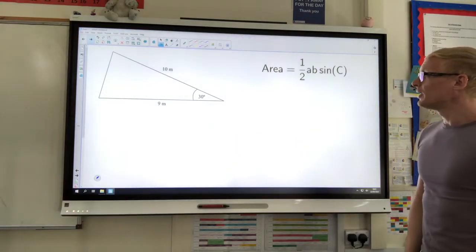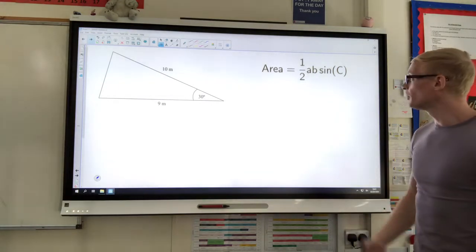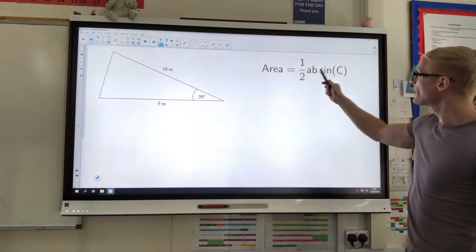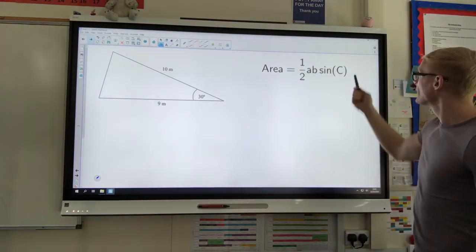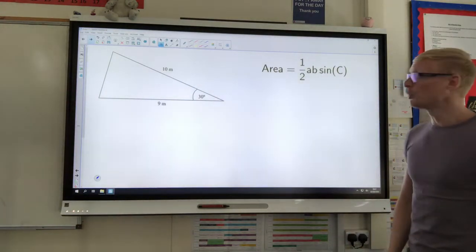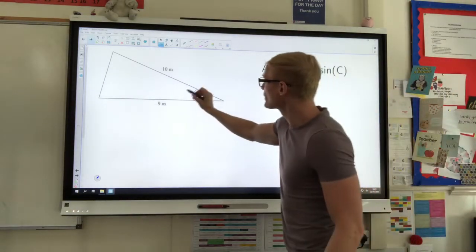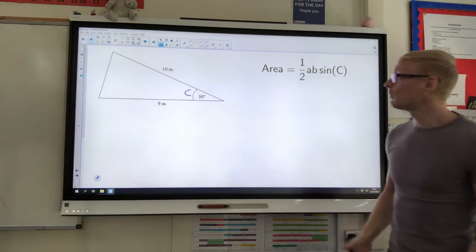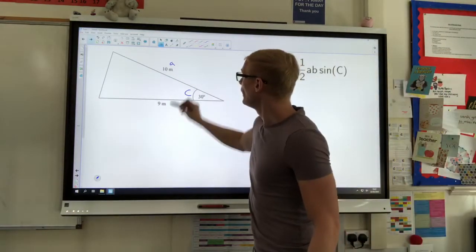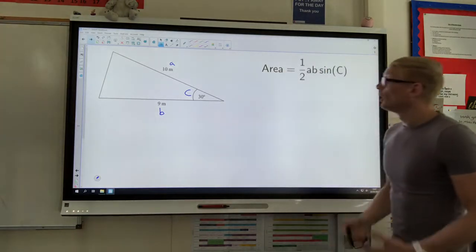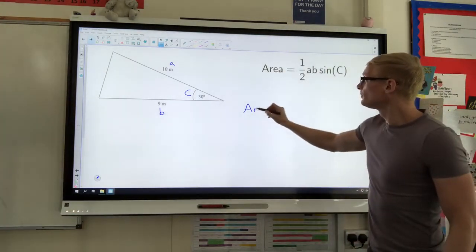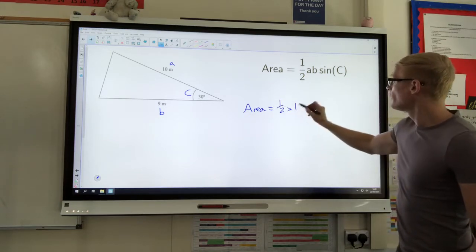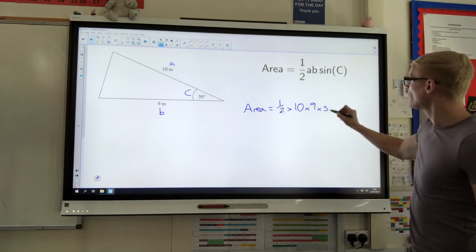And so how do we apply this to the triangle we've got? Well, very simply, it's the same as the other two formulae, in as much as the lowercase letters are the sides, the uppercase letter is the angle. So first thing we do is label the sides and the angle. So we'll call that C. Similar to when we're using the cosine rule, a and b, it doesn't matter which way around you go. So if we go a and b there. And so to find the area of this triangle, we're going to say a half times 10 times 9 times sine 30.